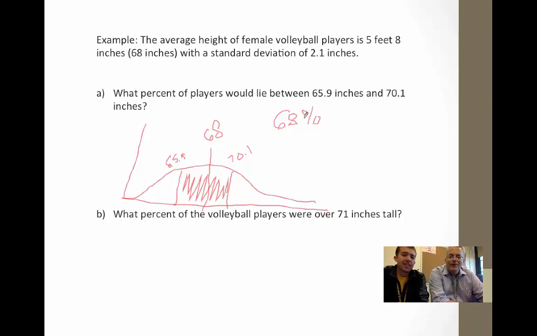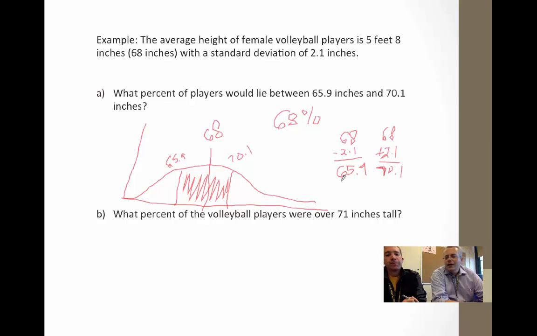68%. That seems very familiar. I think I know what that meant. It turns out that this must be one standard deviation down and one standard deviation above. I didn't recognize that at first, but if we do 68 minus 2.1, that's the lower cutoff value, 65.9. And if we do 68 plus 2.1, we get 70.1.